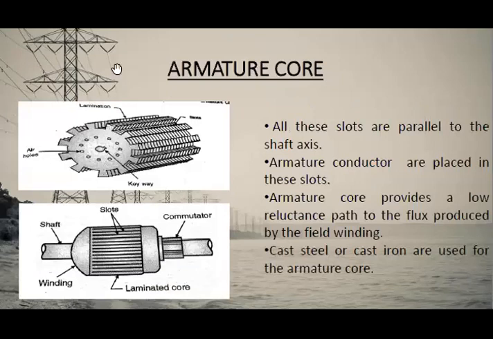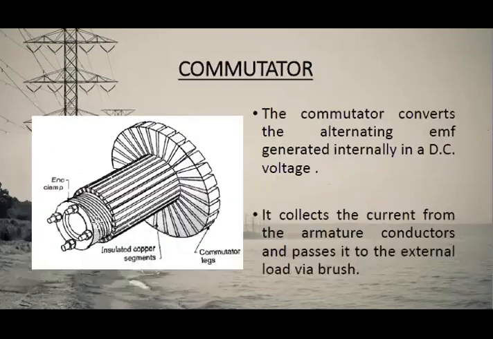And coming to the armature core, this is the armature core. All these rods are parallel to the shaft axis, and armature conductors are placed in these slots. Here we can place the armature conductors in these slots, and armature core provides a low reluctance path to the flux produced by the field winding, and cast steel or cast iron are used for the armature core.